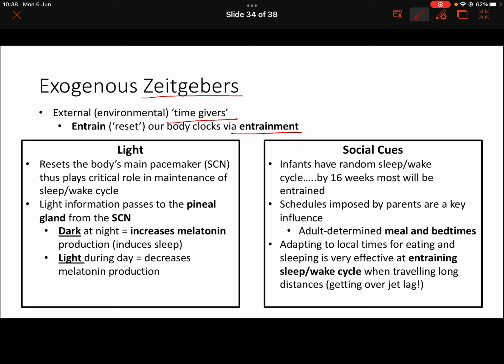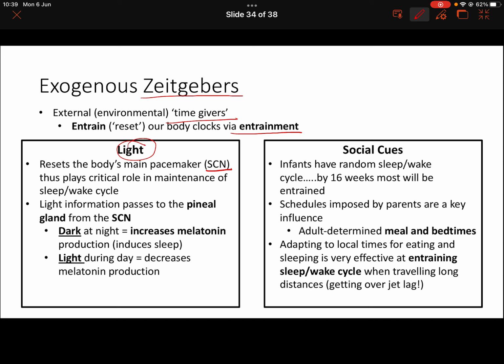So the two we're going to be looking at are light and social cues. So light is a key Zeitgeber in humans. It can reset the body's main endogenous pacemaker, the SCN, and therefore plays a really important role in the maintenance of the sleep-wake cycle. It also, interestingly, has an indirect influence on other key processes like hormone secretion, blood circulation, etc. But we're really focusing on the sleep-wake cycle here.